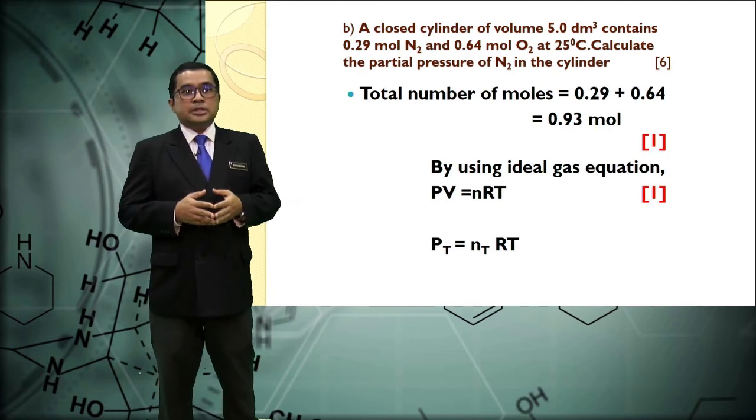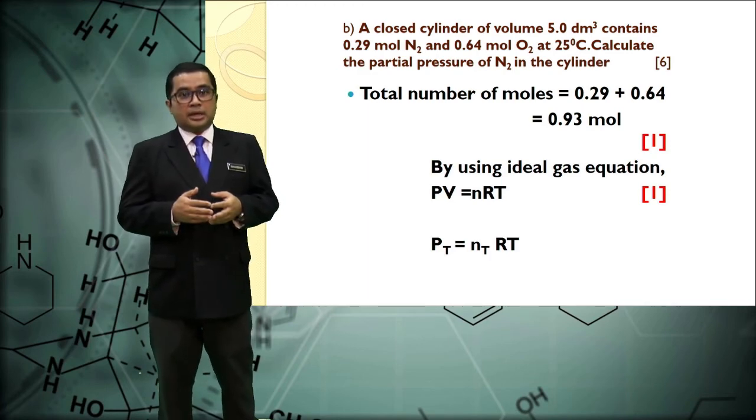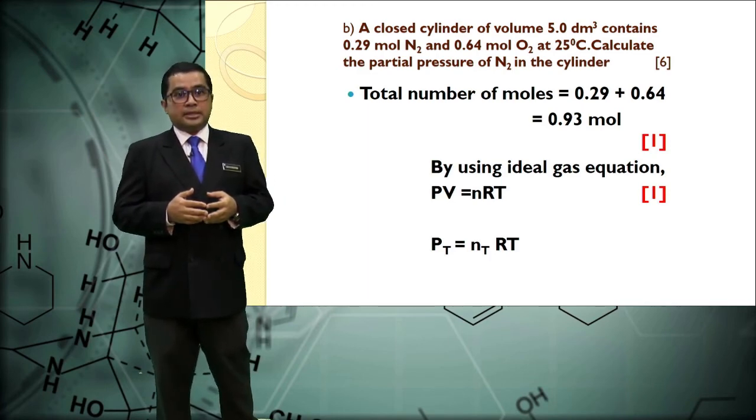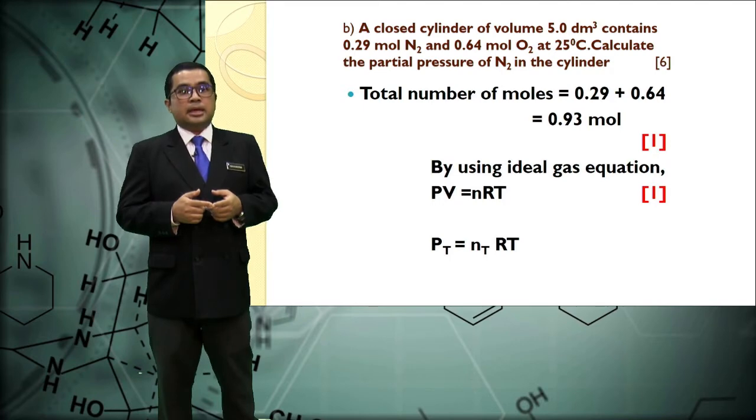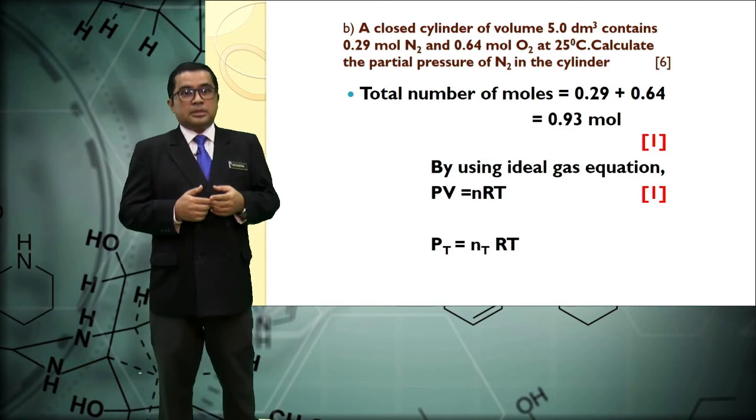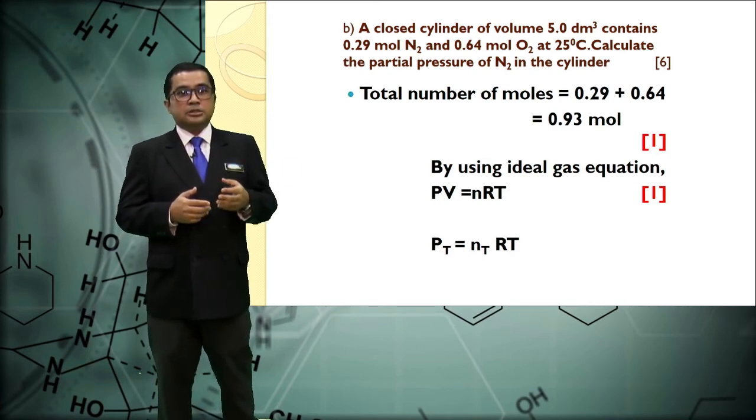Okay, so the first thing that you should do is highlight the information or data given in the question. The data given in the question are the volume of the container and the moles of the oxygen and nitrogen gas. The question also gives you the temperature. The question asks you to calculate the partial pressure of nitrogen in the cylinder.